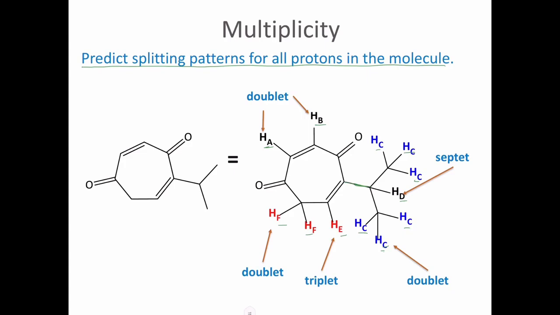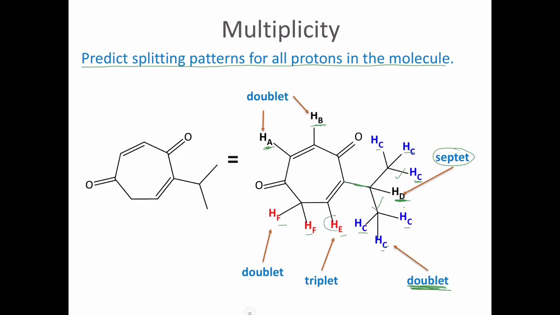For HAs, each of them is going to be a doublet because they are splitting each other. For HC, it is closer to HD. So because HC is closer to HD, the HCs are going to be a doublet. They're only going to be split into 2 because there's only one proton closer there. For HD, there are 6 protons on the adjacent. There is an adjacent one on this other side and then another one on this other side. So there are 6 protons, so it's going to be a septet.